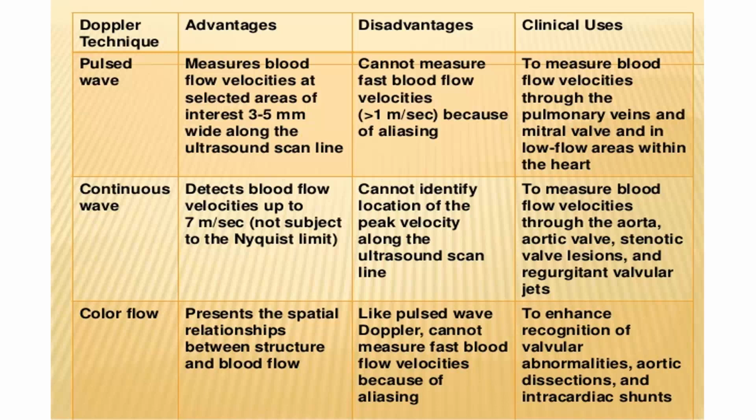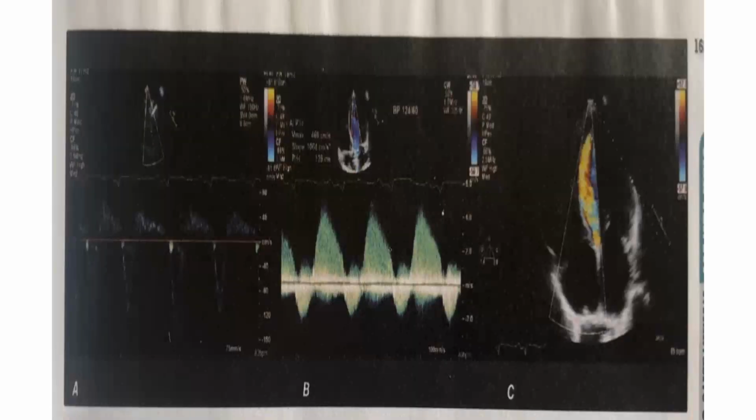And finally, color flow, which presents the spatial relationships between the structure and blood flow. The disadvantages are, like pulsed wave Doppler, it cannot measure the fast flowing velocities because of aliasing. The clinical uses are to enhance the recognition of valvular abnormalities, aortic dissections, and intracardiac shunts. These are the three modes. The first one we see, A, is a pulsed wave mode, whereas B is a continuous wave, and finally C is the color coded one, with the red being towards the transducer and blue away from the transducer.